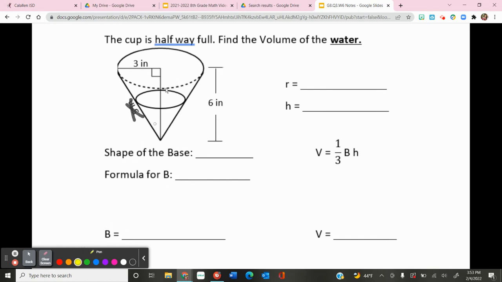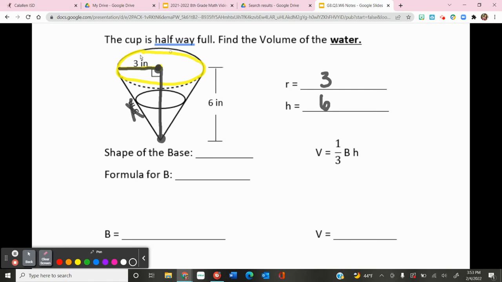Now, the height of this cone is here. And here it gives us our radius. It tells us that our radius equals 3. And the height of our cone is going to be from the center of our base to the peak of our cone, which is 6 inches.